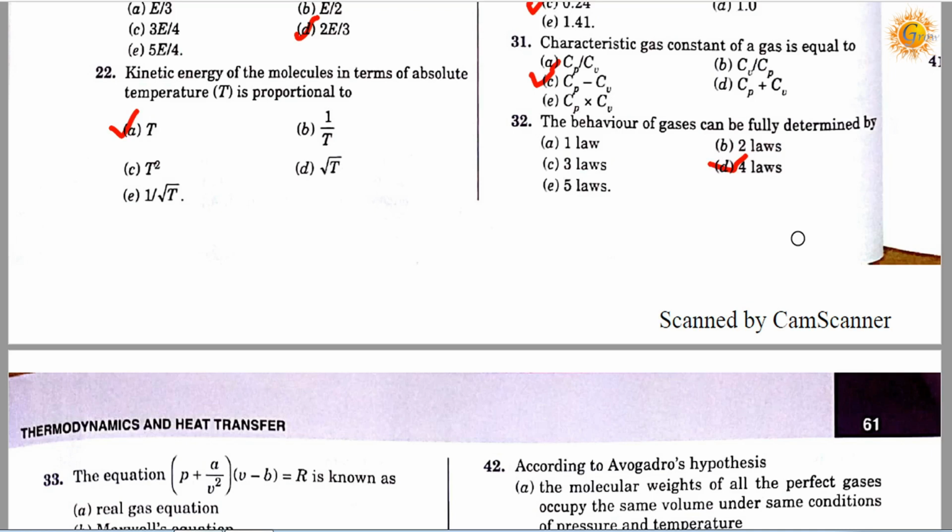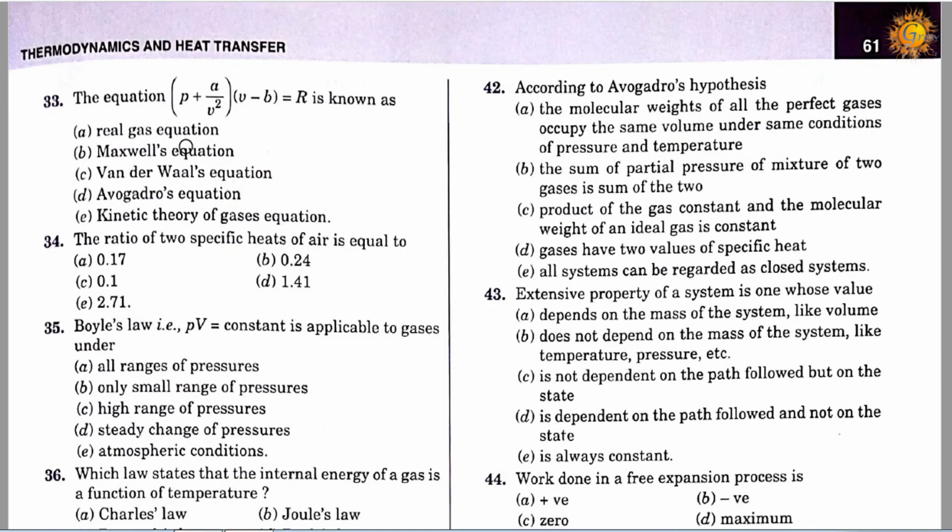Question number 33. The equation (P plus A upon V square) in the small bracket (V minus B) is equal to R is known as: option A, real gas equation; option B, Maxwell equation; option C, van der Waals equation; option D, Avogadro equation; option E, kinetic theory of gases equation. So the correct answer is C. It will be the van der Waals equation.